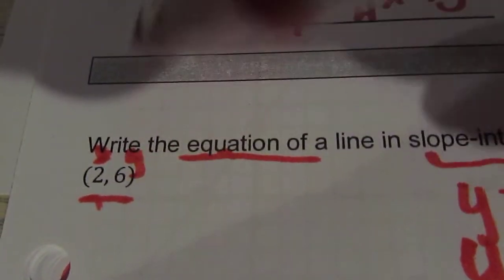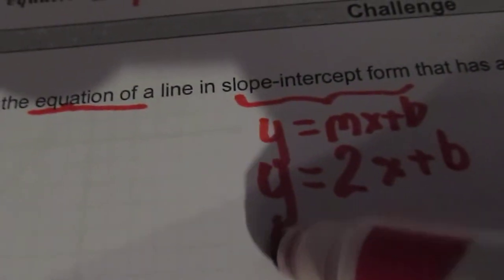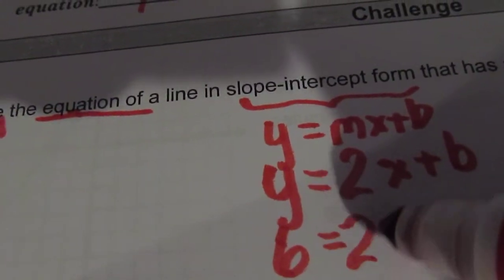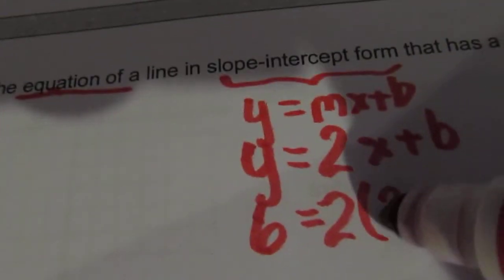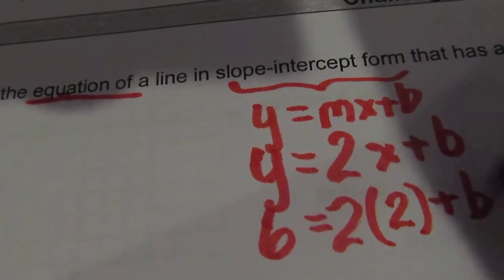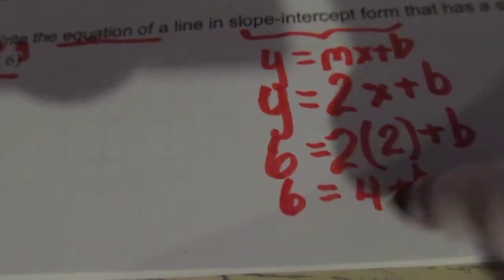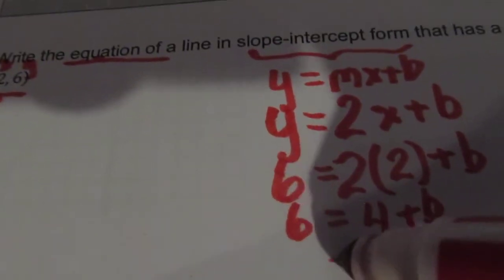Well, remember 2 is the x, and 6 is the y. So I could use substitution. Whistle blows, out goes y, in comes 6, equals 2. Whistle blows, out goes x, in comes 2, plus b. Working out my equation there. 6 equals 2 times 2 is 4 plus b. What plus 4 equals 6? Oh, that's 2.